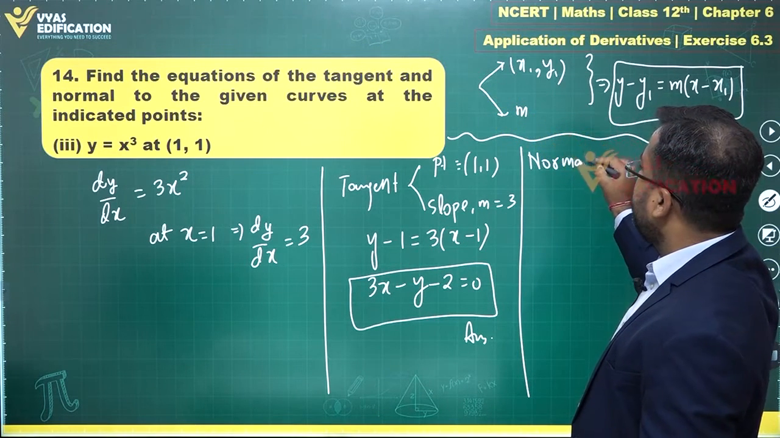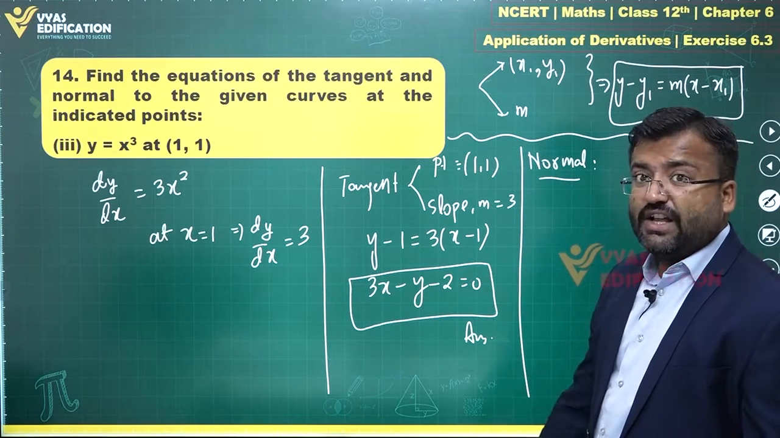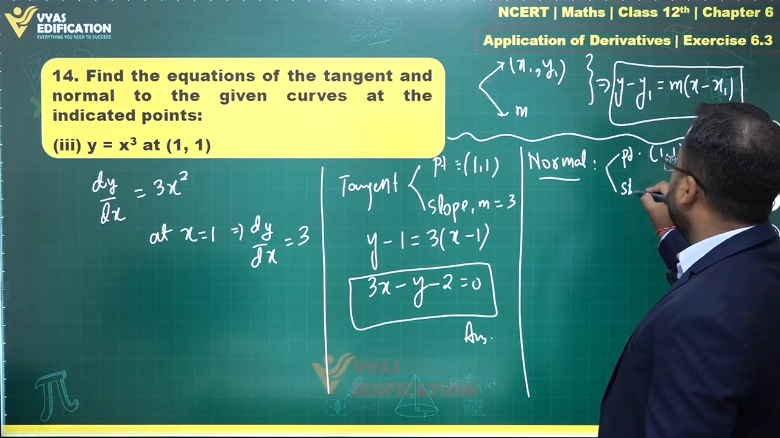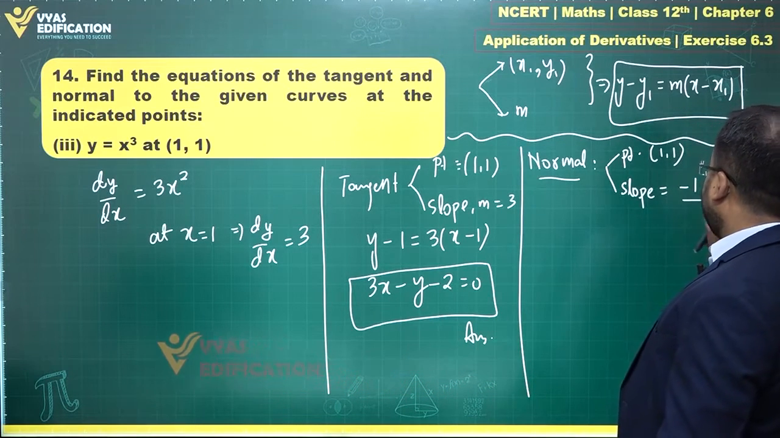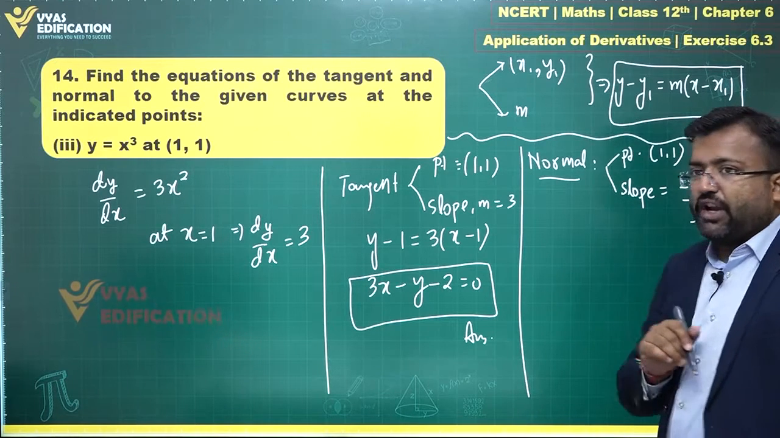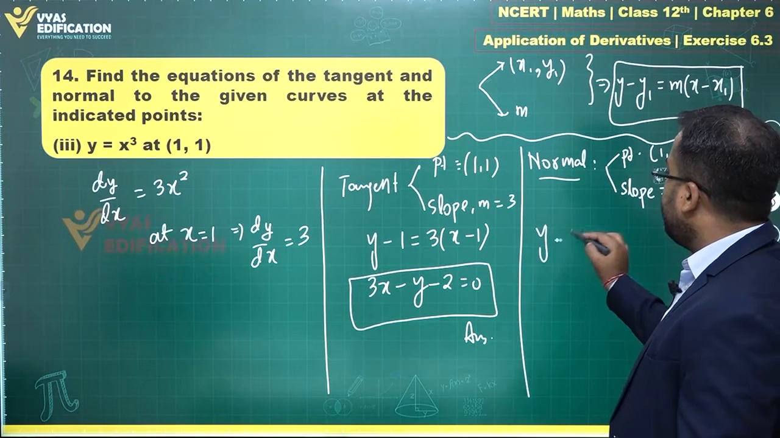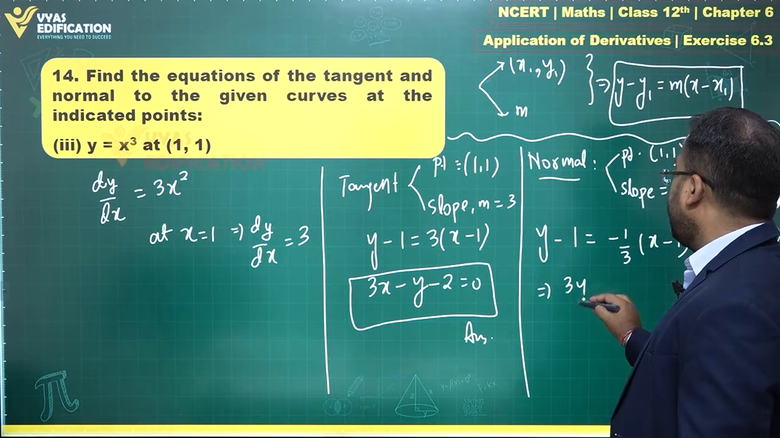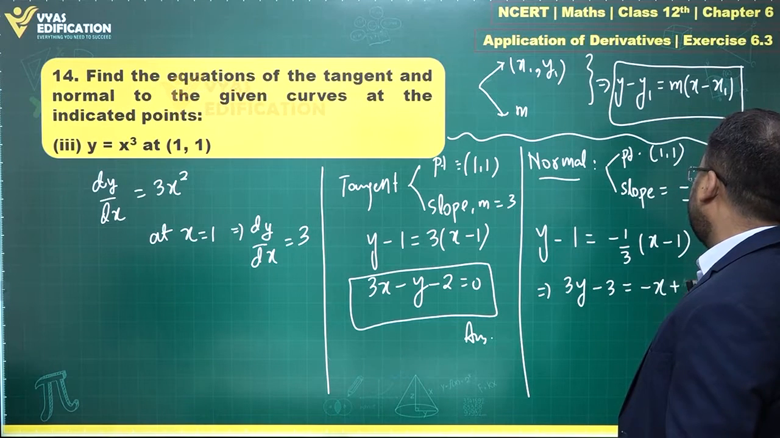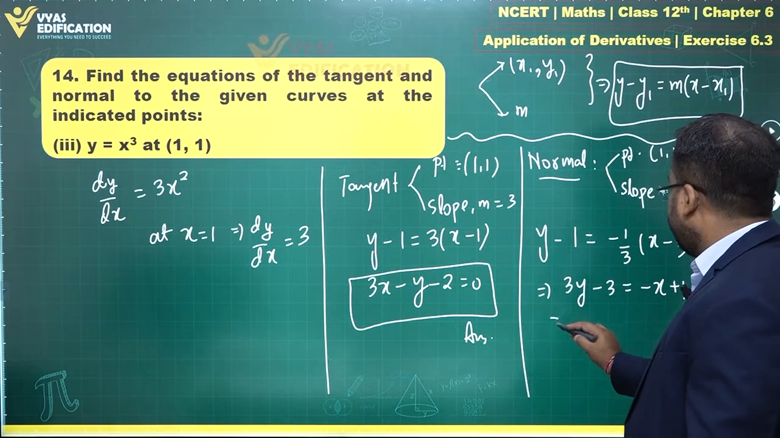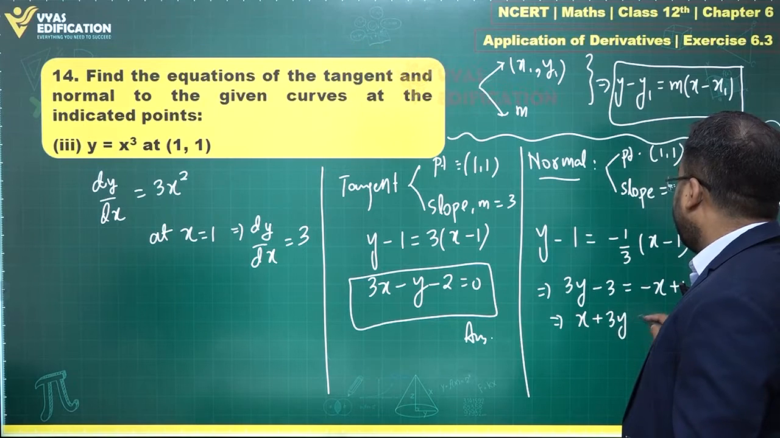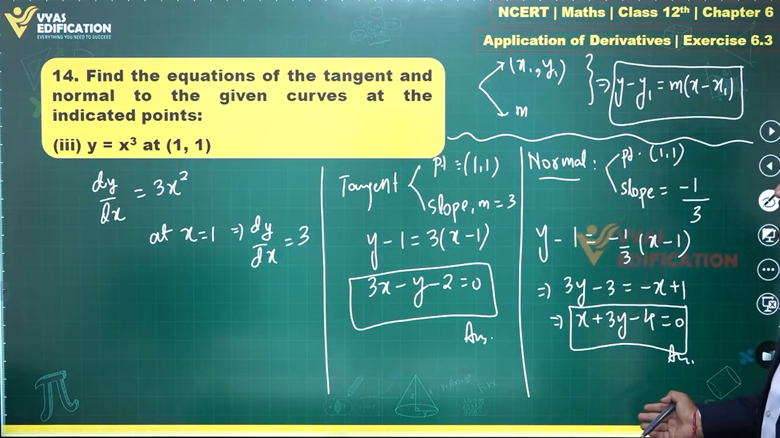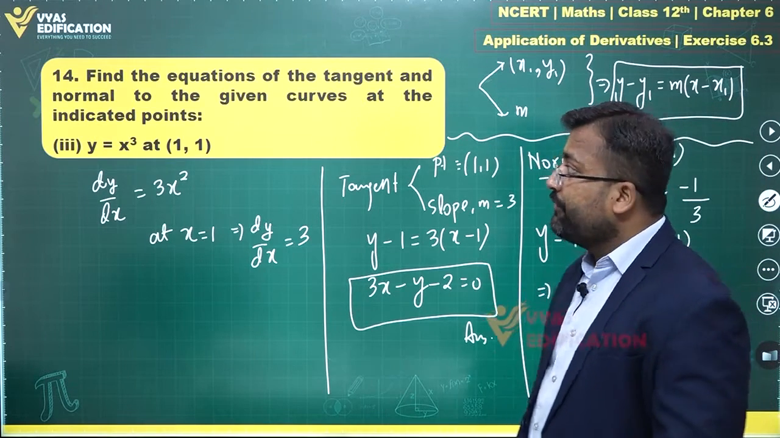For normal, the slope will be the negative reciprocal of the slope of tangent, right? Point is same, (1, 1). Slope is the negative reciprocal. Reciprocal of this is what you get, right? Slope is known. y minus 1 is equal to minus 1 upon 3 times (x minus 1) is what I get. This becomes 3y minus 3 is equal to minus x plus 1. Is that okay? Yes. This further becomes x plus 3y minus 4 is equal to 0. This is the equation of normal, as you can see over here. That's part third for you.